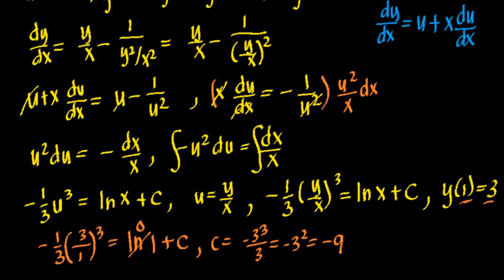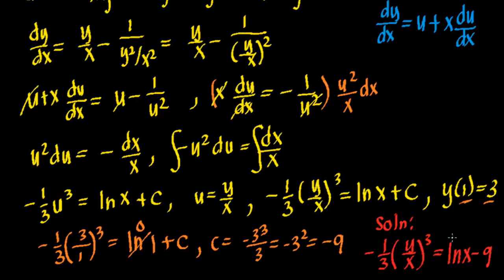So our final answer, and solution, is negative 1/3 quantity y over x cubed is equal to ln of x minus 9, or plus C. This is our final answer. Now let's try another problem after this.